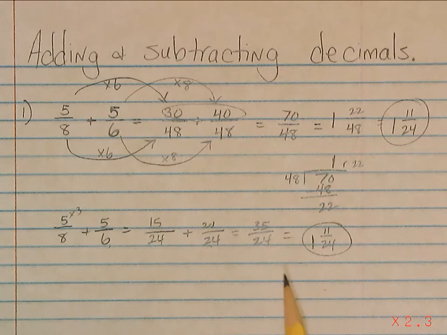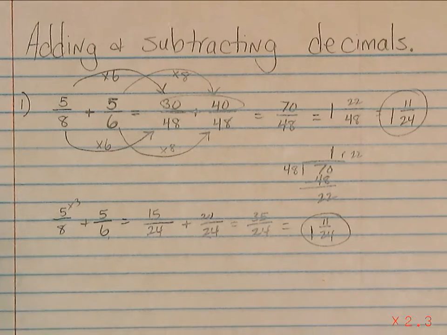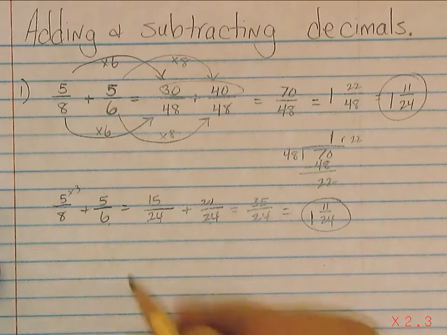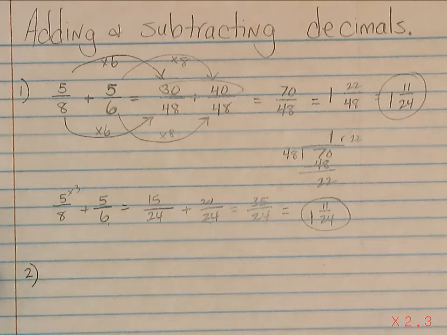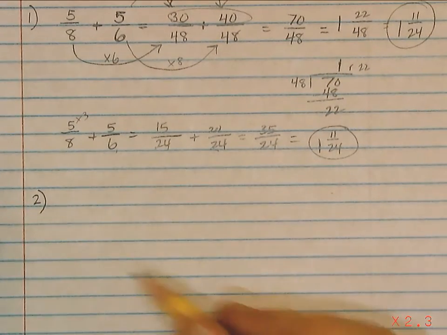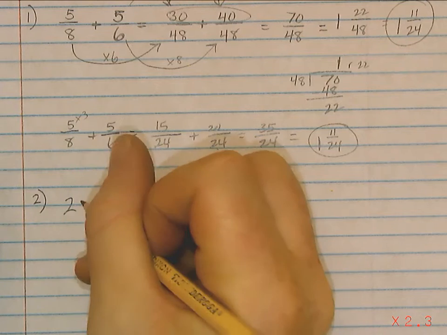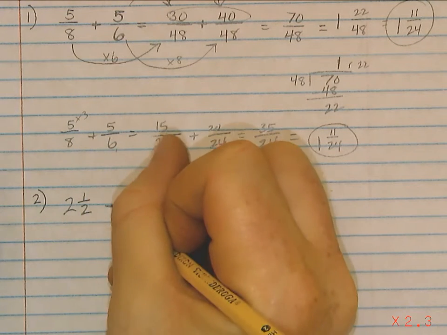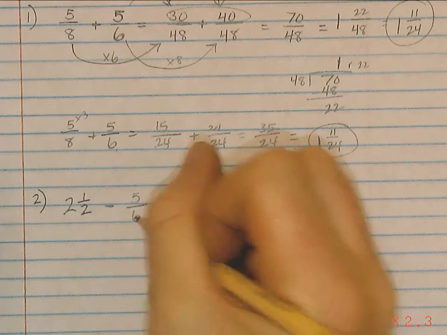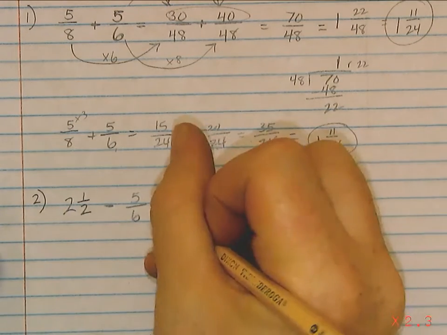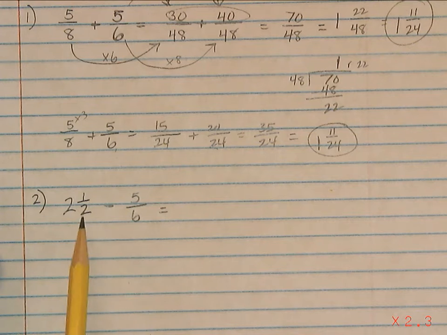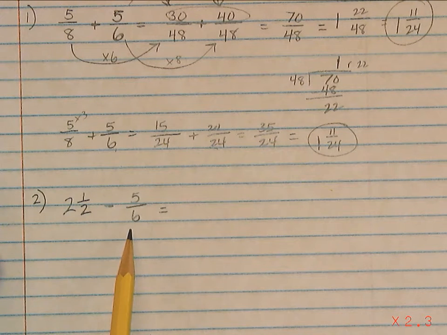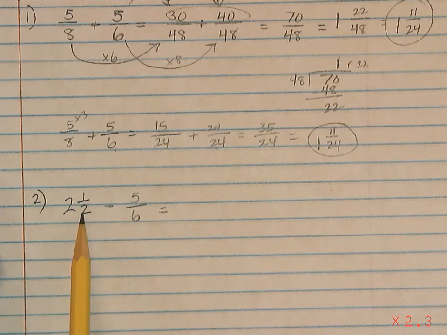Okay, so the same thing would be true of subtraction. You would have to find a common denominator and then subtract. Let's do that. So let's make it a mixed number. So let's say 2 and 1/2 minus 5/6. Now, before you try to find a common denominator, well, you could do that. You could also change this to an improper fraction. So let's do that first, because that might be a little bit easier.